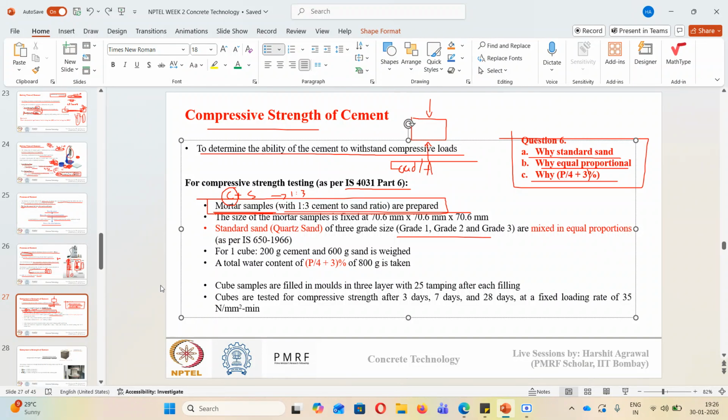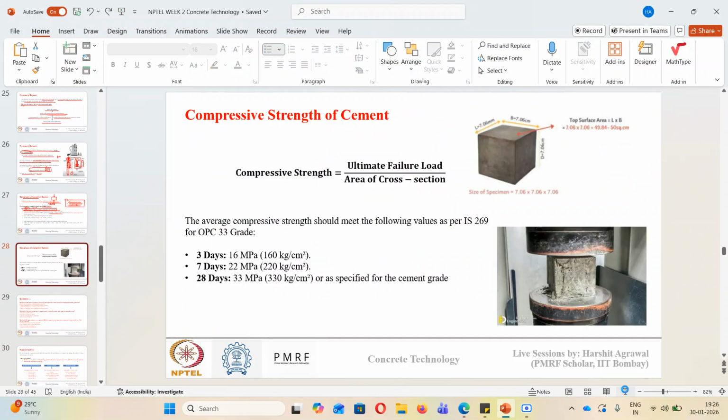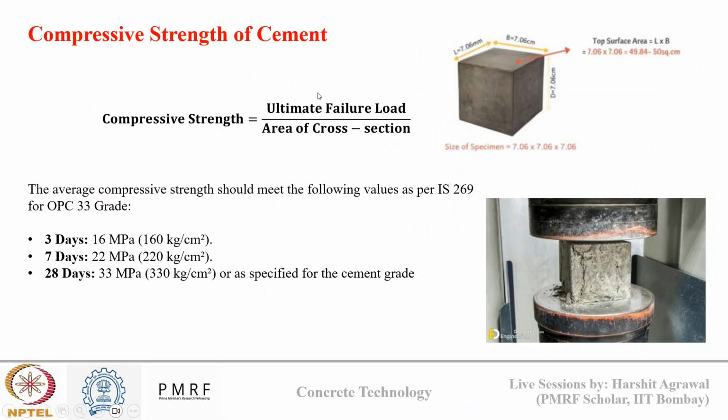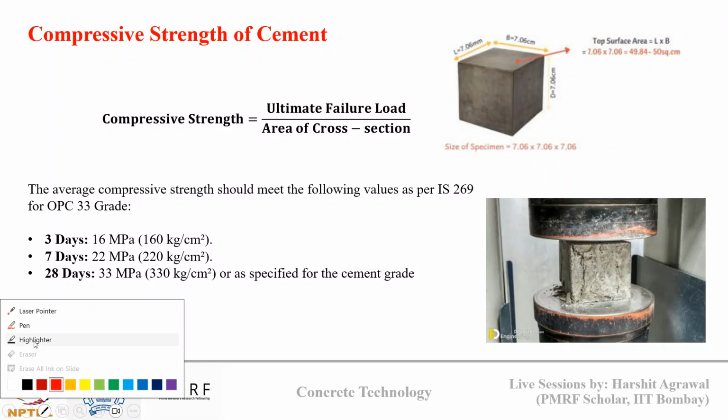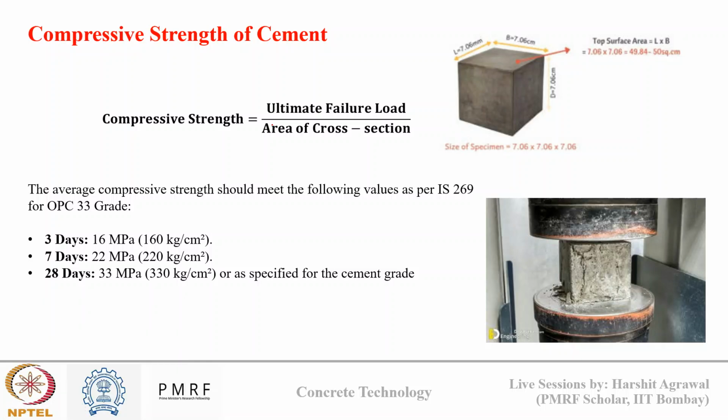for preparing the mortar. Okay, so once I have prepared the mortar, I will pour it in cube. Okay, and then I will test the compressive strength of cube after 3 days, 7 days, and 28 days. Okay, so once I test the strength, I will record the ultimate failure load and I will divide it by the total cross section area, and that will give me the compressive strength.